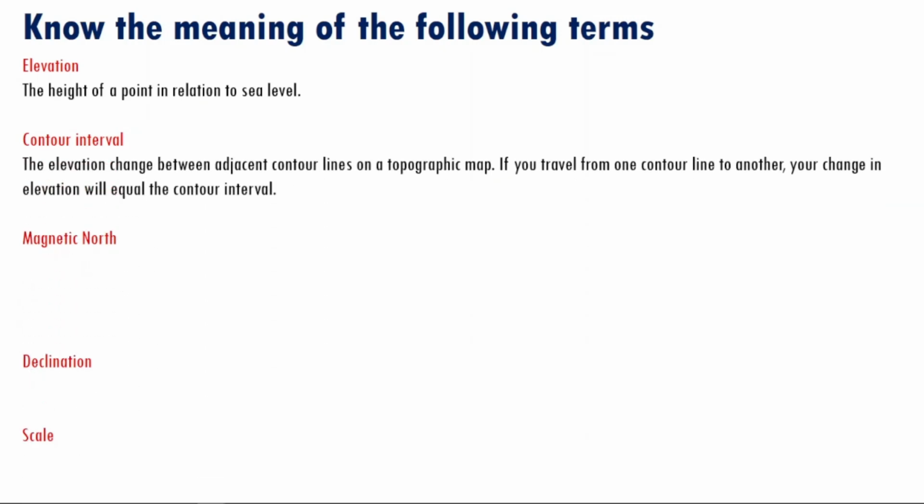Okay, contour interval. It is the elevation change between adjacent contour lines on a topographic map. If you travel from one contour line to another, your change in elevation will equal the contour interval. So for example, if you are on top of a mountain and you come down to the valley, you have changed your elevation. That means your contour interval has changed from the mountain top to the valley.